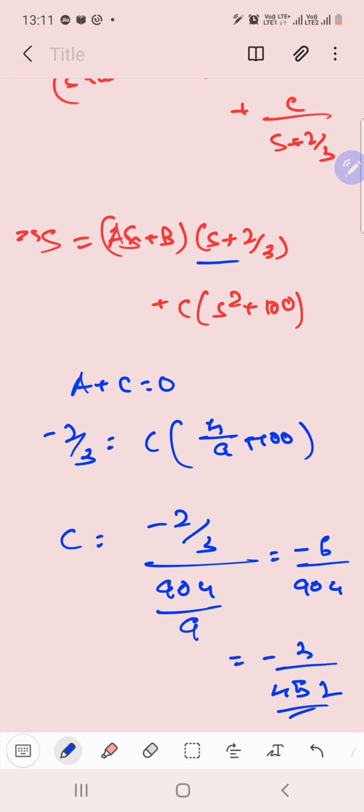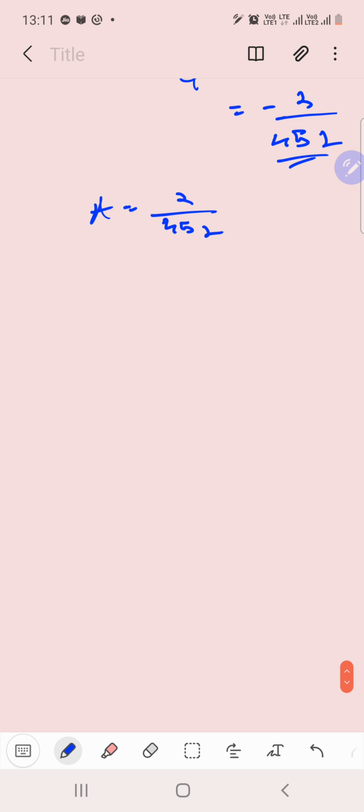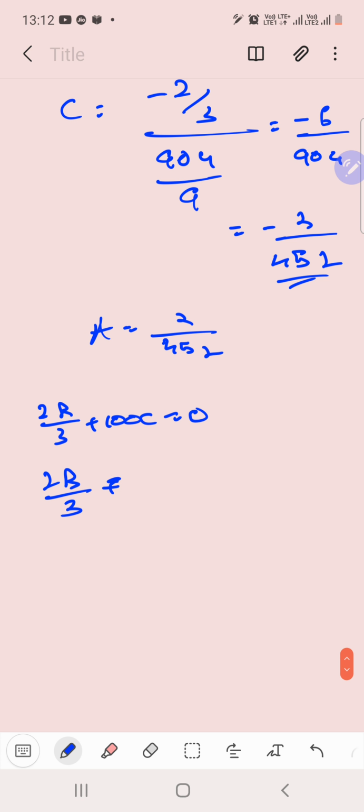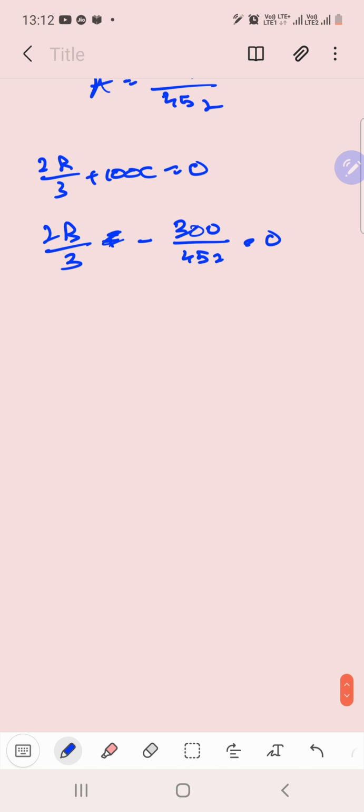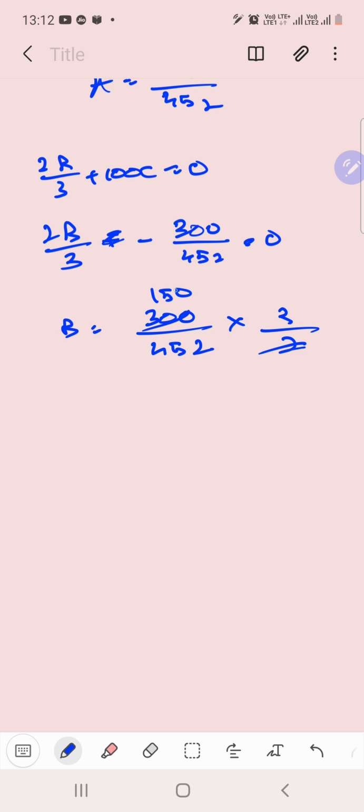So 2b over 3 plus 100c. Okay, 2b over 3 plus 100c is equal to 0. So basically c is this, so this becomes minus 300 over 452 equals 0. So b becomes 300 over 452 times 3 over 2. So this is 150, and this becomes 450 over 452.